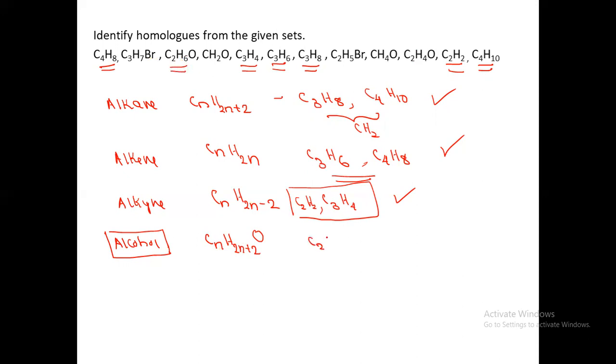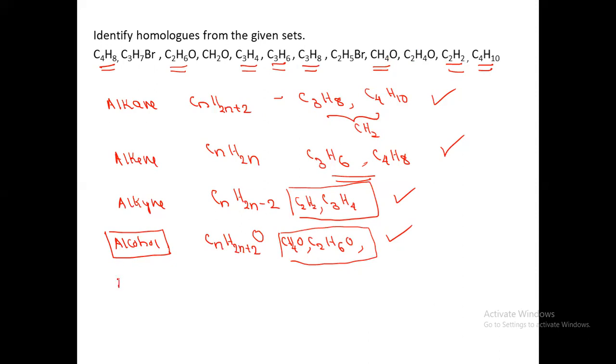C2H6O fits that formula. Here, n equals 1, so you can write before that CH4O. So the alkane formula plus O will be an alcohol. They also differ by CH2, so they are a homologous series.